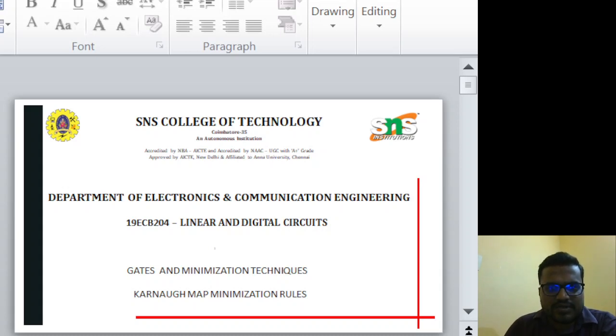I am going to talk about gates and minimization techniques. In that, we are going to see how the Karnaugh map minimization rules have been implemented in Boolean algebra.